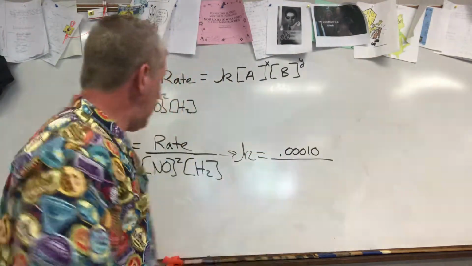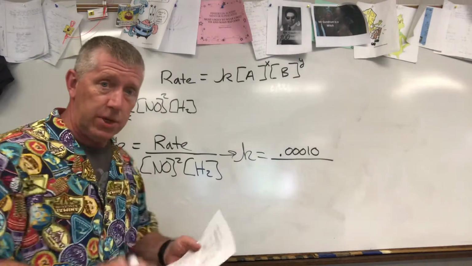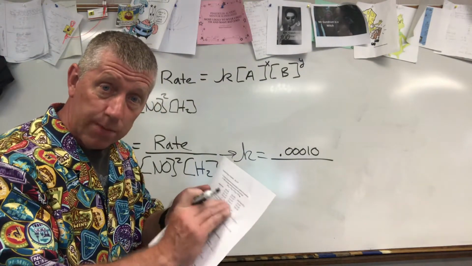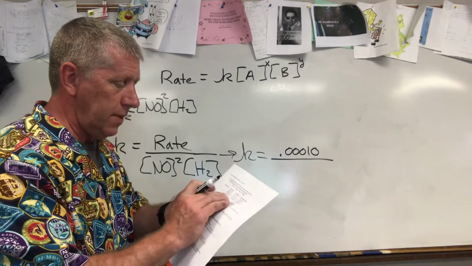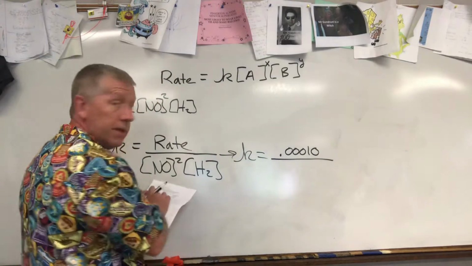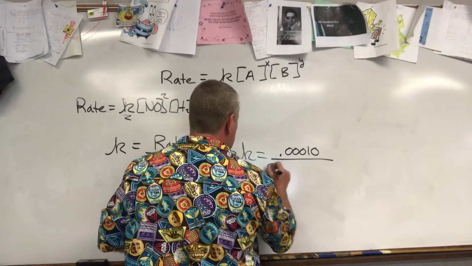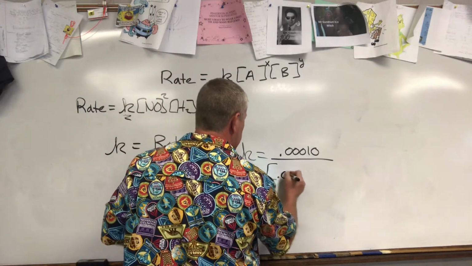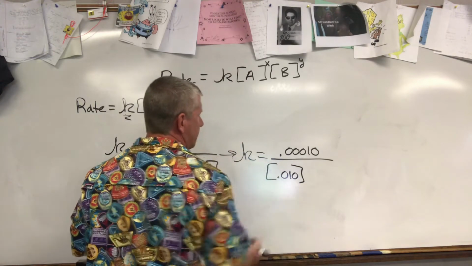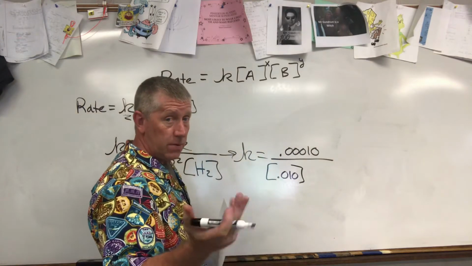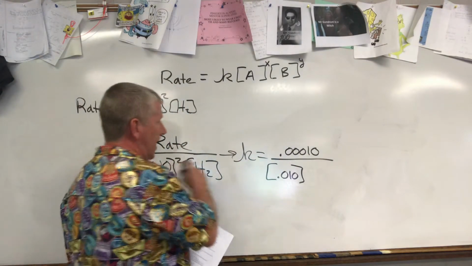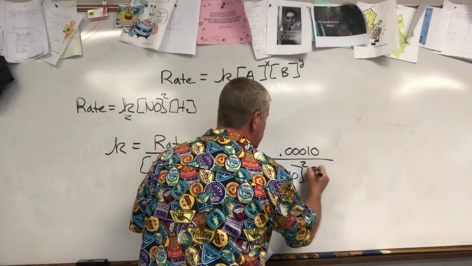On the bottom, I'll put the concentration of the nitrogen monoxide from experiment 3. We have to be consistent and use all the same experiment data. The concentration is 10 to the negative third for the nitrogen monoxide, so that's 0.010. Again, you can leave that in scientific notation if you want. Squared, don't forget, we have to square that. The nitrogen monoxide was squared.